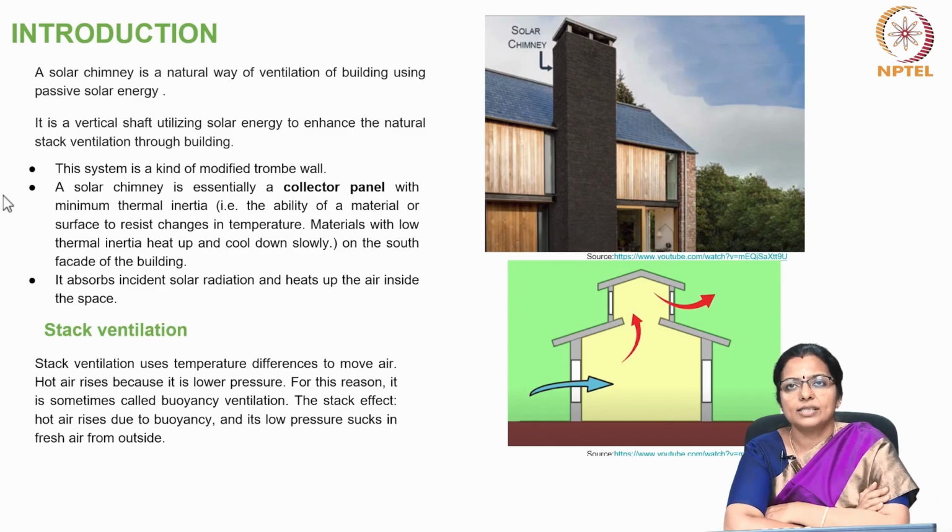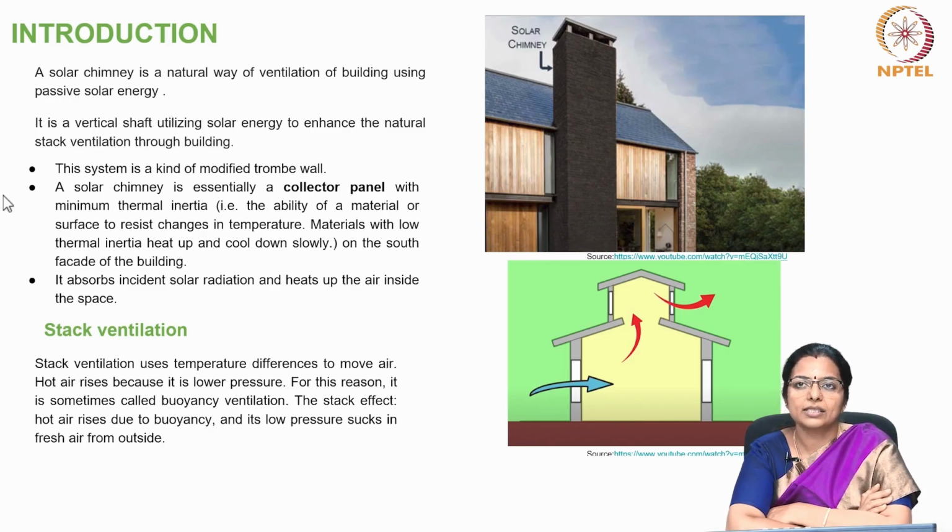So, what is a solar chimney? A solar chimney is a natural way of ventilation of building using passive solar energy. It is a vertical shaft utilizing solar energy to enhance the natural stack ventilation through buildings. This system is a kind of modified trombe wall.